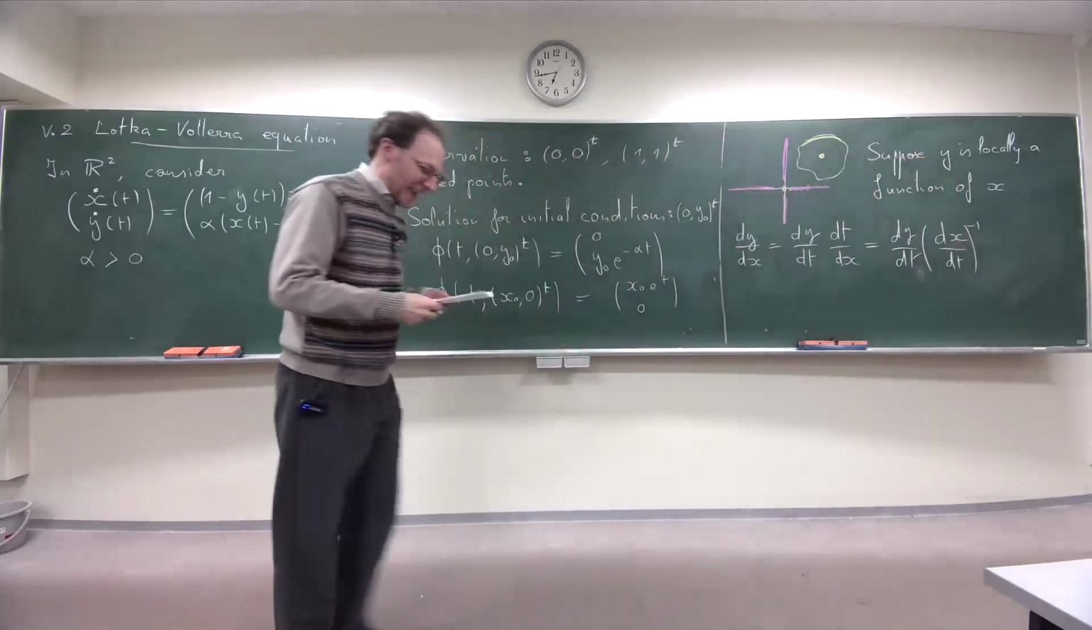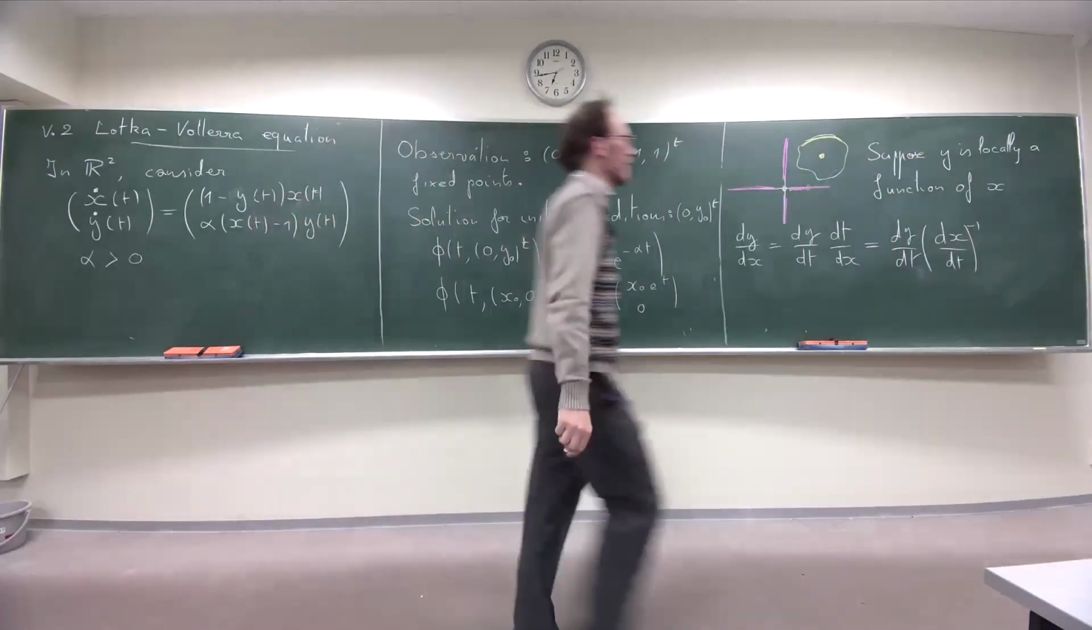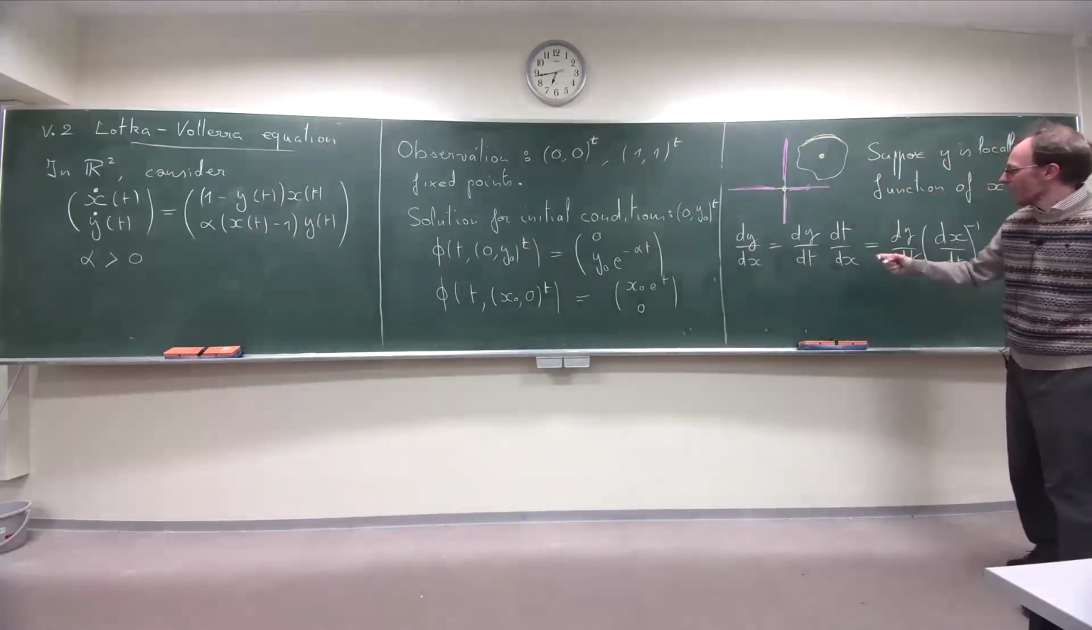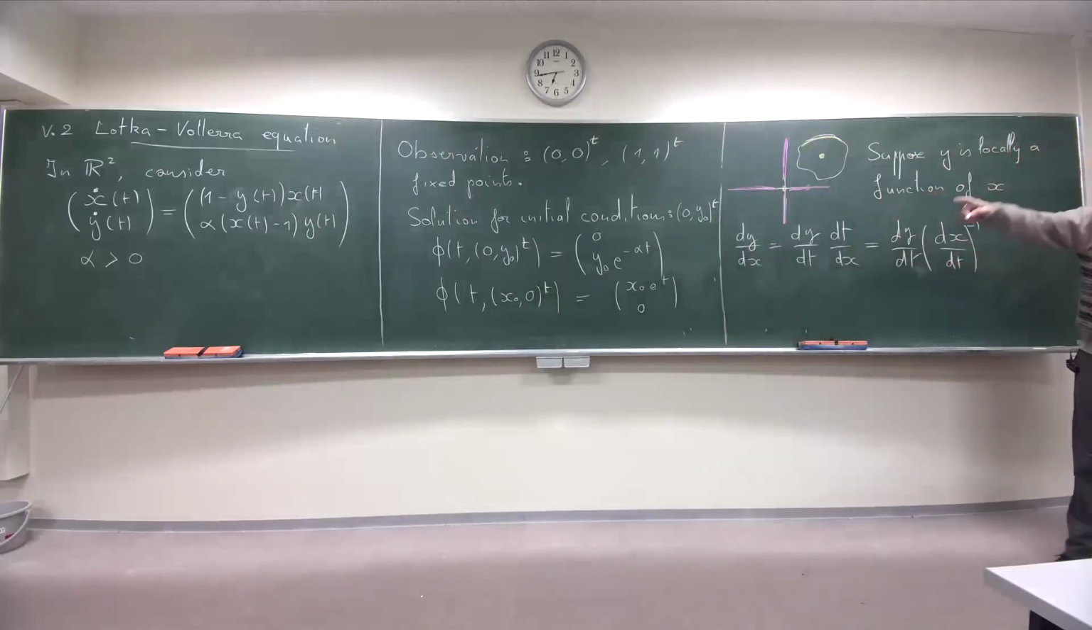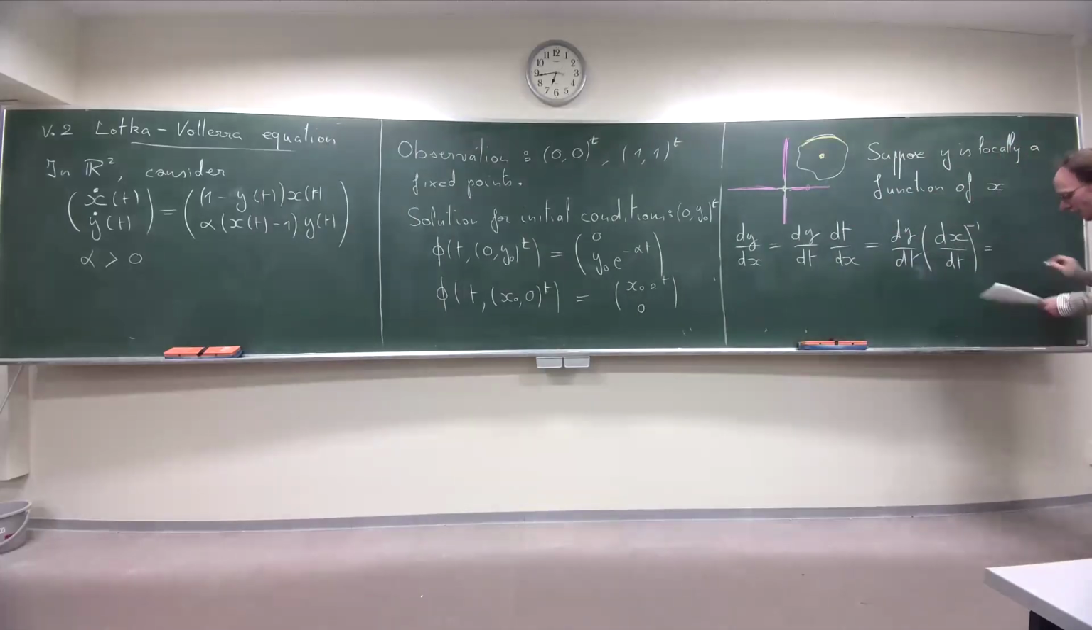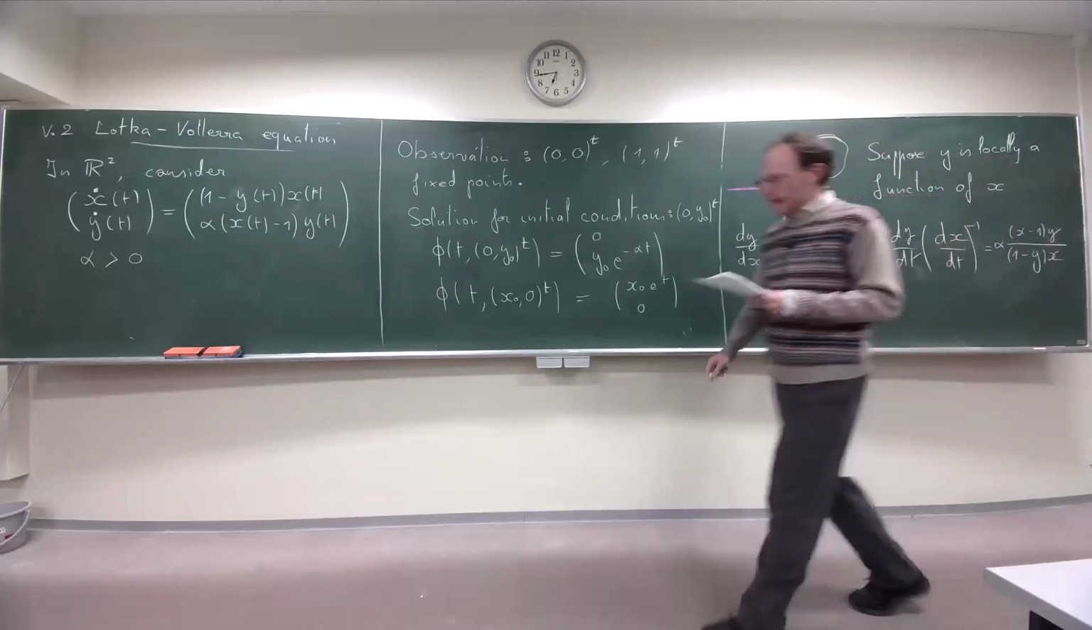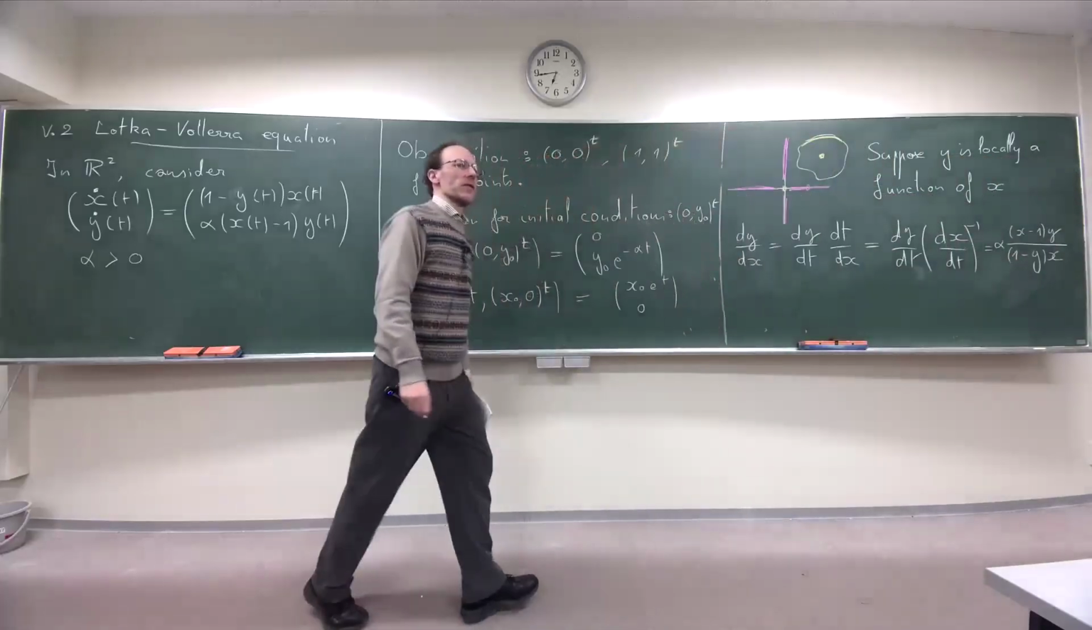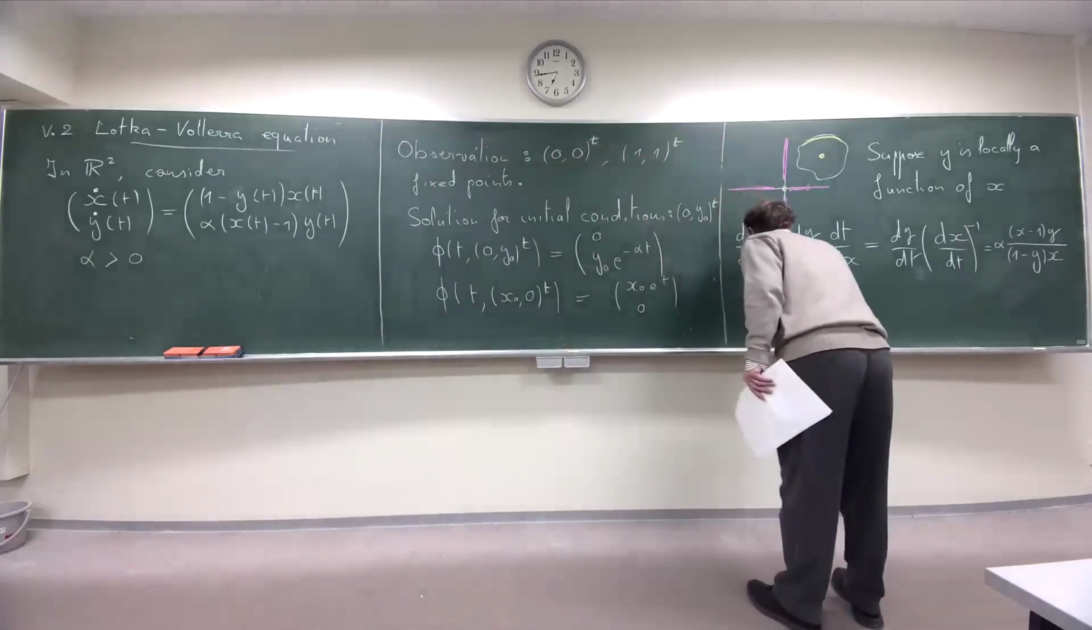Inverse. And if you do this, then you end up, because we have derivative of y with respect to t, divided by derivative of x with respect to t, you end up with this equation. This is (x minus 1) y divided by (1 minus x) y. And we can do a separation of variables.